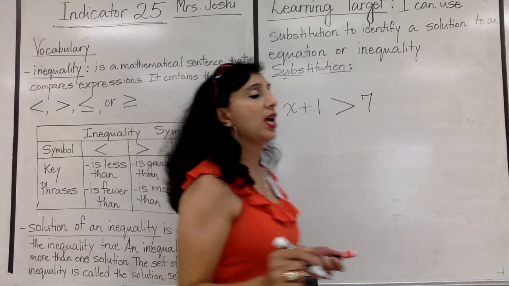7 times 4 is 28. And 28, how can 28 be less than 27? Because this is more. So this doesn't work. Okay, so no, y is equal to 4 is not a solution to this inequality. Okay, it's not a solution to this inequality.